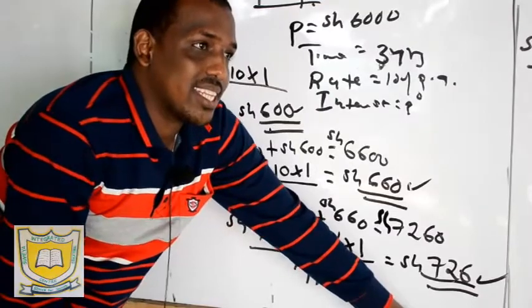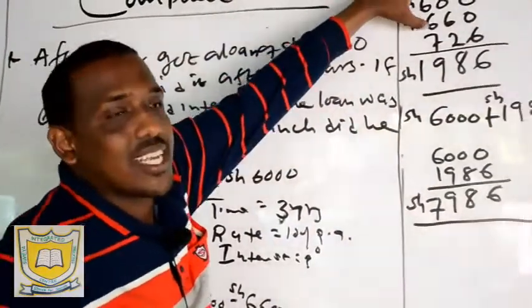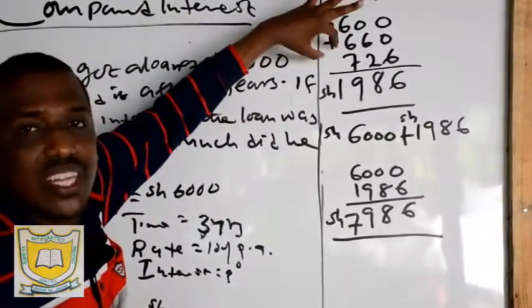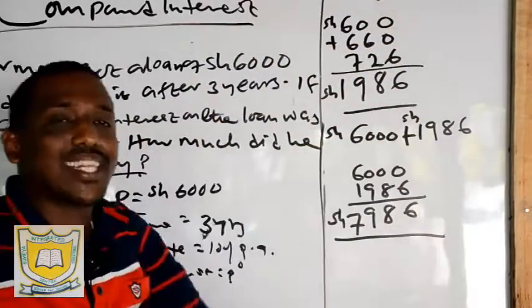So after getting the interest of the third year, what we do now, we add all of them. The interest of the first year, 600, plus the interest of the second year, 660, plus the interest of the third year, 726. You add, you will get 1,986. That is the compound interest.